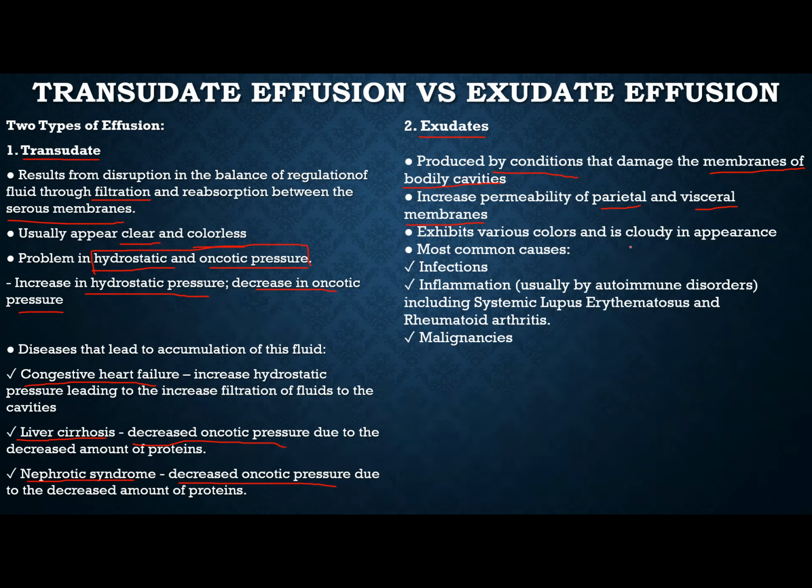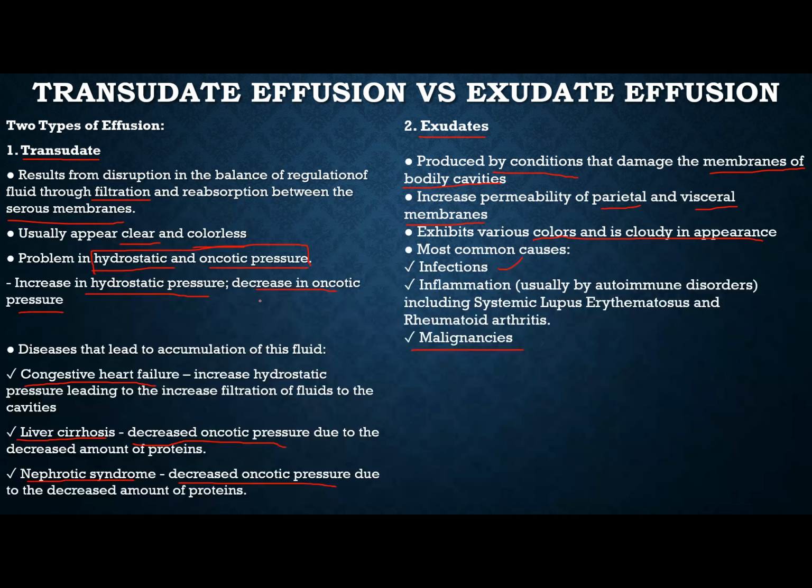It exhibits various colors and is cloudy in appearance. So if it's a transudate class, clear and colorless, but if it's an exudate, it would have different colors and would be cloudy in appearance. Most common causes would be infections, inflammation such as autoimmune disorders, lupus and rheumatoid arthritis, and even malignancies. So I hope you were able to understand, class, the difference between a transudate and an exudate.